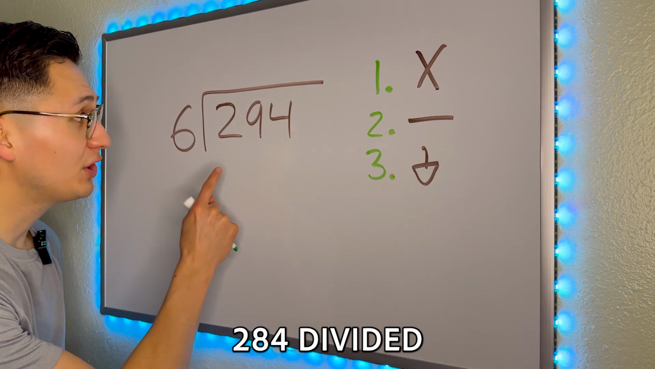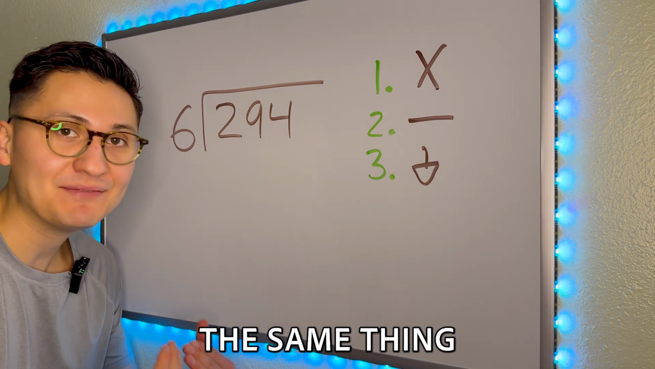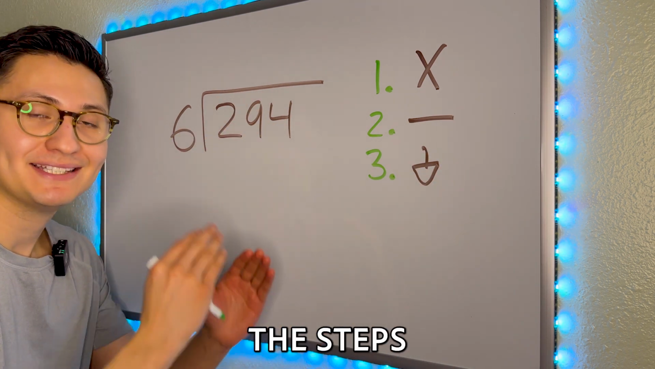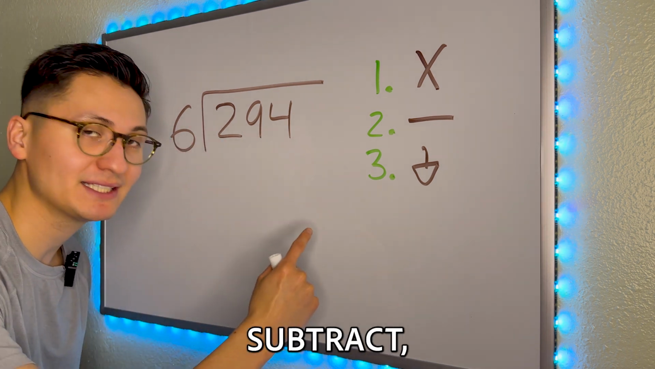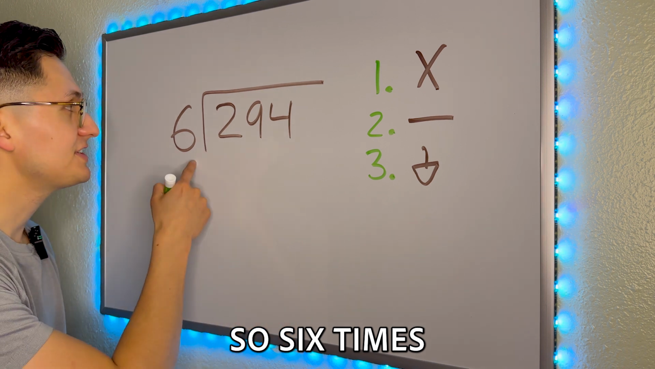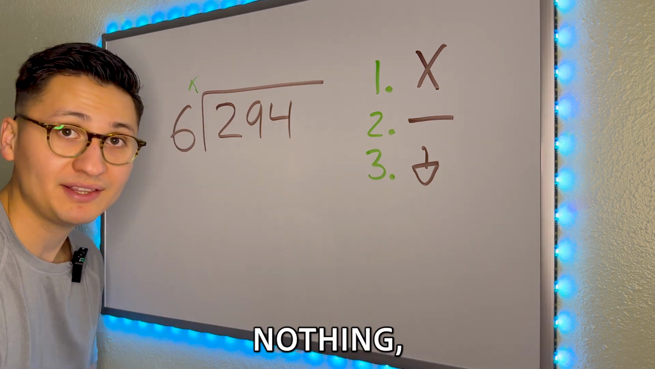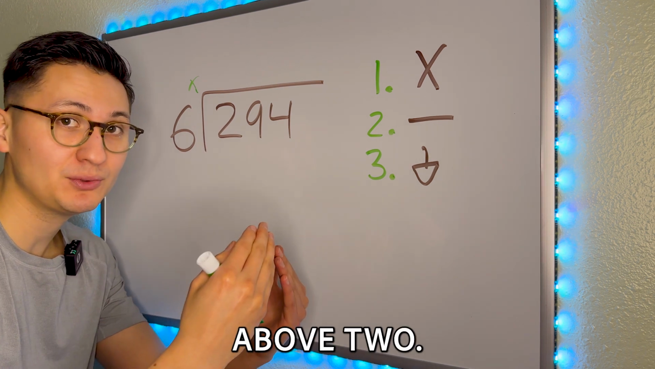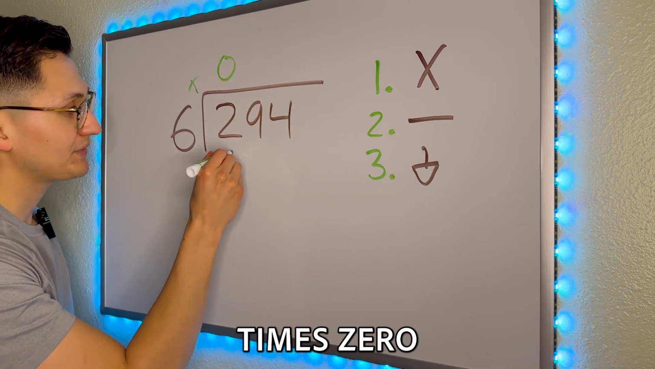Now we have 294 divided by 6. And it's the same thing. No matter how big the numbers are or small, the steps remain the same, which are multiply, subtract, bring down. So 6 times what is going to give us 2? Well, nothing, because 6 times 1 is 6, and that's way above 2, so it is going to be 6 times 0. 6 times 0 is 0.